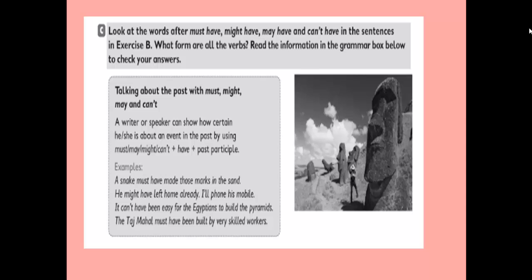It can't have been easy for the Egyptians to build the pyramids. Here we use after have the verb to be in the third form, I mean been. And finally, the Taj Mahal must have been built by very skilled workers.